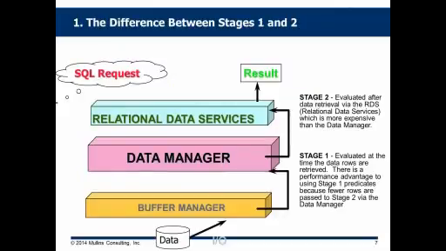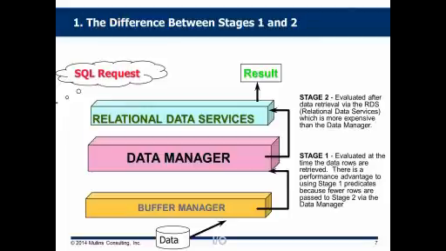I said I'd talk about stage 1 versus stage 2. Real briefly, this picture depicts that. If we start at the bottom and move our way up, we have a SQL request coming in. Data gets read from disk by I/O into the buffer manager. In order to get that data back into the result, into your program, it has to go through the data manager and the relational data services. These are components of DB2. So just think of them that way.